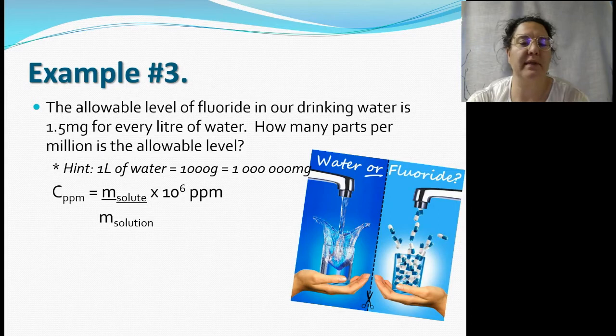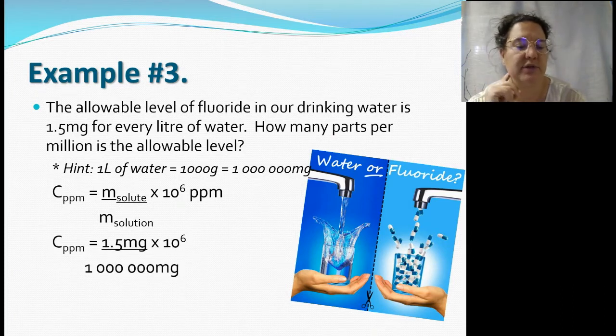So for example 3, the allowable level of fluoride in our drinking water is 1.5 milligrams for every liter of water. So how many parts per million is the allowable level? So again, 1 liter of water equals 1,000 grams or 1 million milligrams. So that's why we end up multiplying by 10 to the power of 6 for that million. So we take the mass of the solute divided by the mass of the solution, 1.5 milligrams divided by 1 million milligrams times 10 to the power of 6, and we end up with 1.5 parts per million. So this is the maximum allowable fluoride in our drinking water.